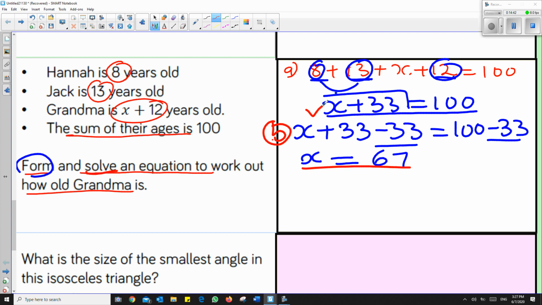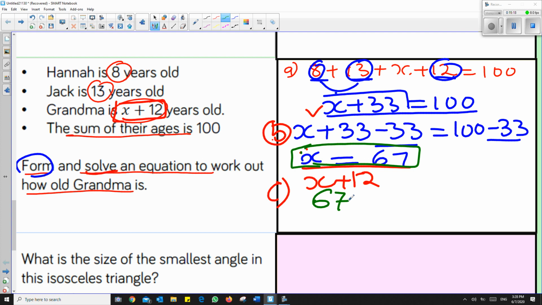Then part C, how old is Grandma? Remember, the age of Grandma is x plus 12. And remember that the value of x here is 67. So instead of using x again, you can replace x with 67. So write 67 plus 12 to get the age of the grandma. You have to add these two, 12 plus 67, to get the age of Grandma. So I'm waiting for your answer this step.